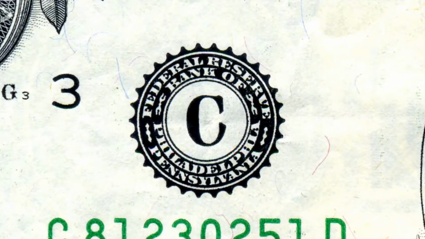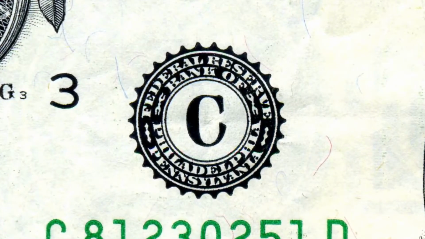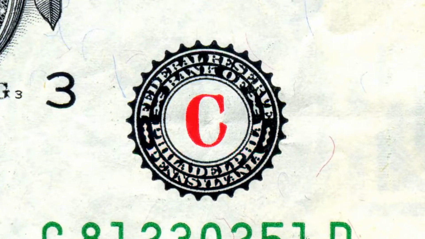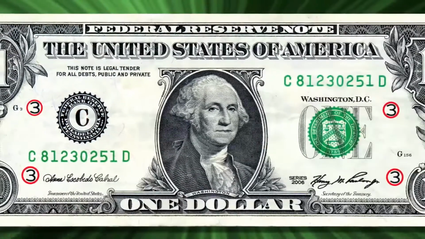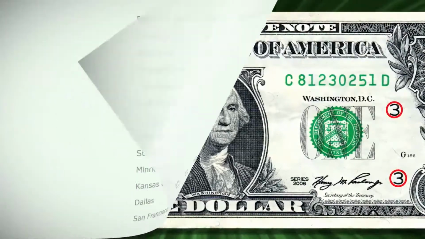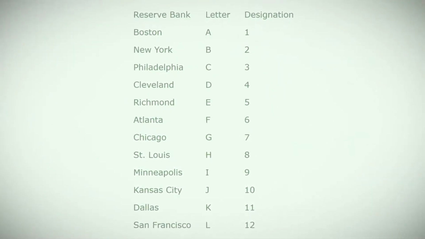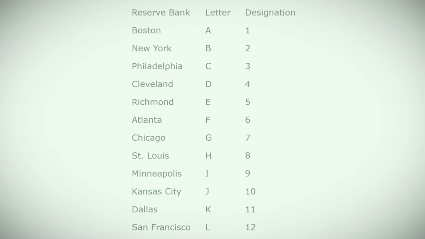If you're interested in knowing which Federal Reserve Bank printed your bill, you can either check out the writing at the bottom of the seal, find out from the letter in the middle, or refer to the numbers scattered around the note. The letters and numbers correspond to different locations as shown here. Pause now to learn them in case one comes up in a future general knowledge quiz.